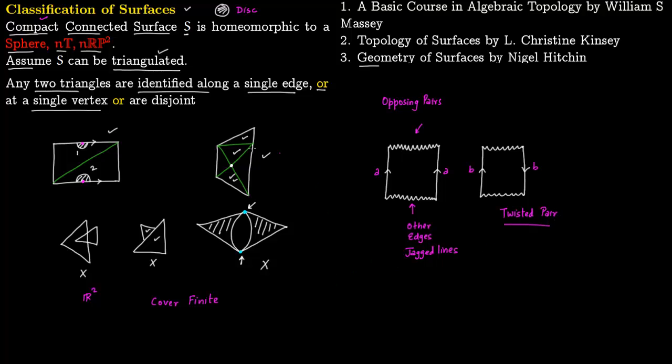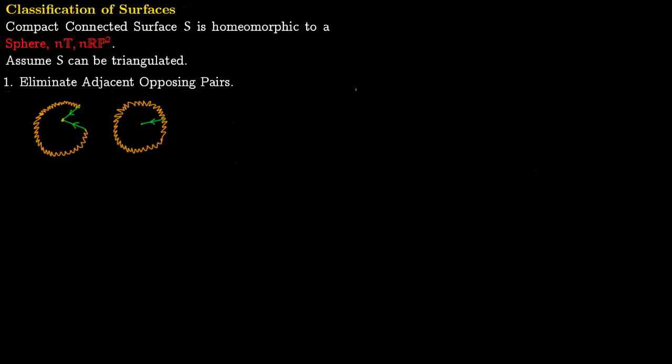So now we will come to the proof of classification of surfaces and show that surfaces are either a sphere or connected sum of n torus or connected sum of projective planes. We now give the proof of the theorem. So the proof is going to be described algorithmically and pictorially. So the first step is to eliminate adjacent opposing pairs.